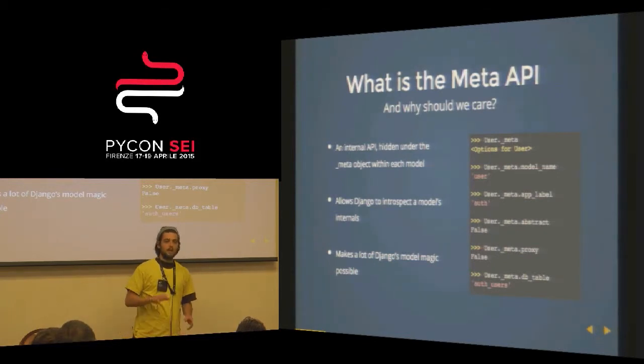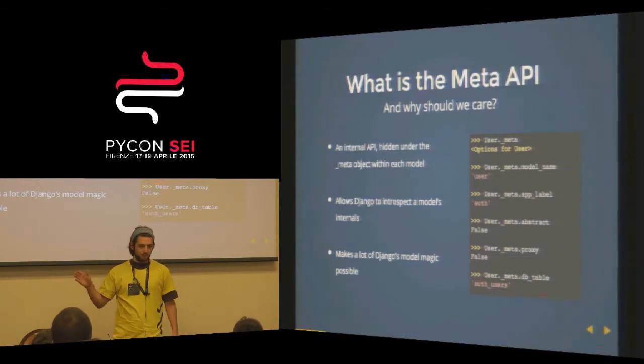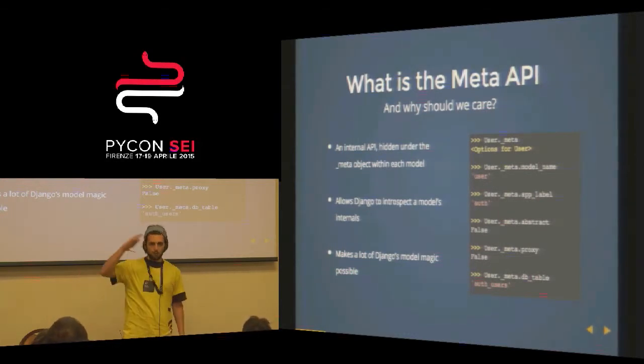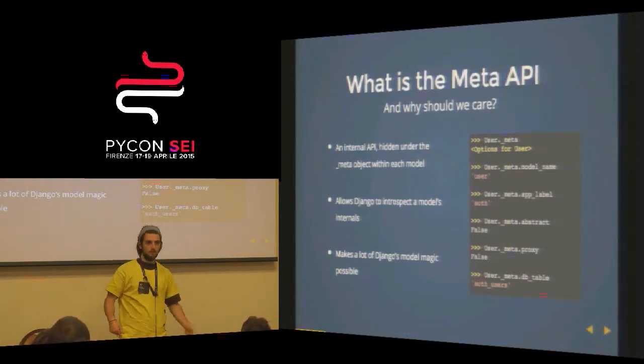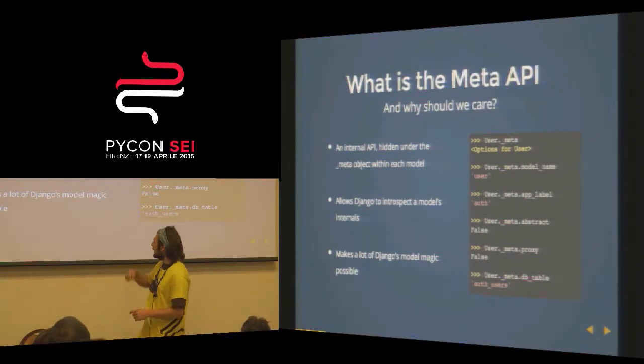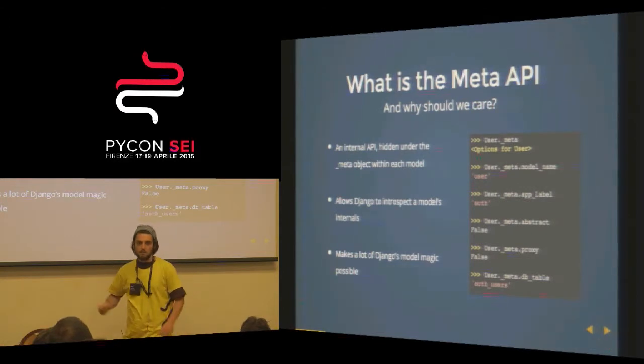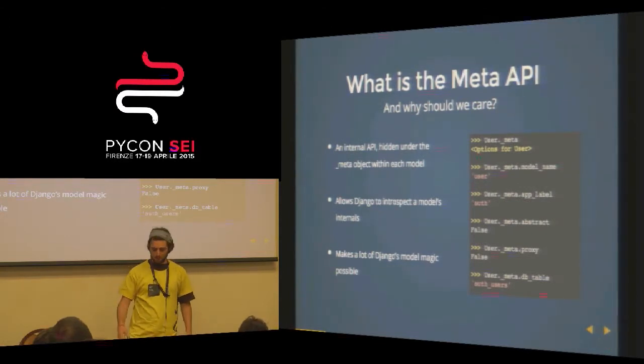Another important thing is the API is private, or at least it used to be private. Up till 1.7 it was private, and in 1.8 now it's public. All of this was supposed to be used internally by Django, and that's it. But as we'll see later on, it was actually used in other parts of the API too.